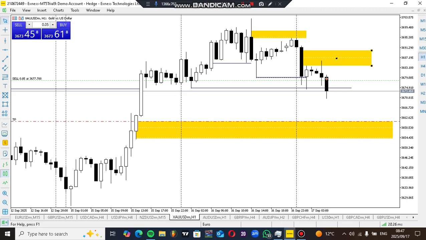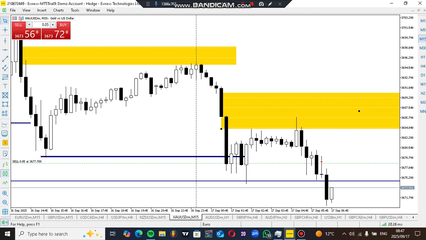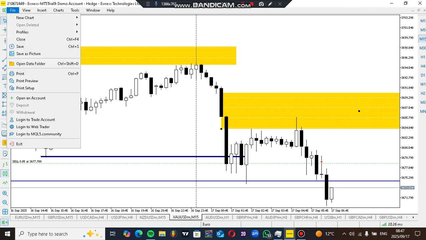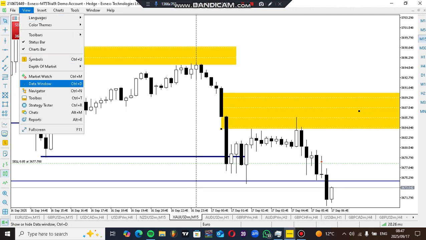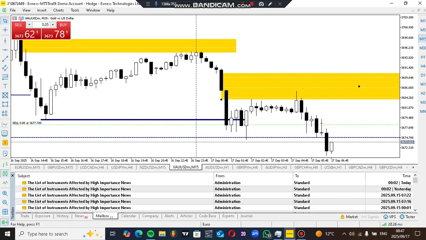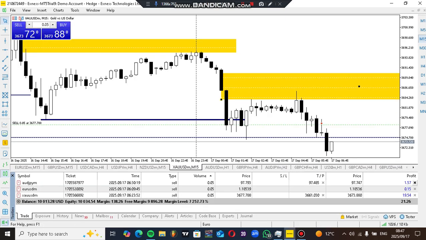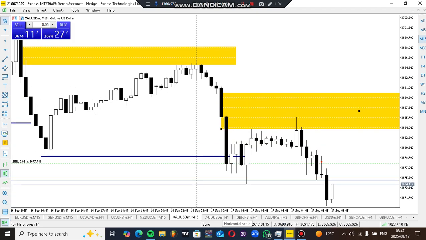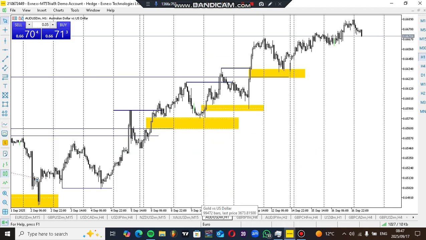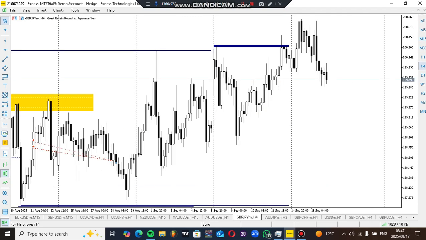So right now, we're currently in profit at the moment. If I open up my toolbox, we'll see the trades right there. You can see right there, currently in profit. Nothing crazy, but yeah.